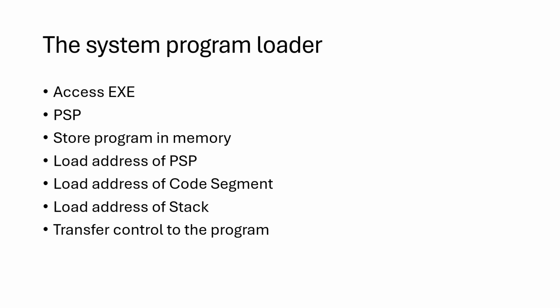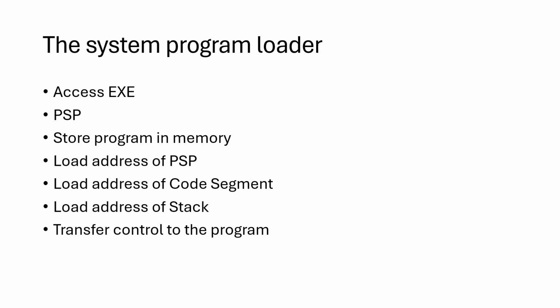In the third step, it stores the program in memory immediately following the PSP. In the fourth step, it will load the address of the PSP in the data segment and the ES register. Then in the fifth step, the operating system loads the address of the code segment in the CS register and sets the IP register, the instruction pointer register, to the offset of the first instruction. Usually it is 0 in the code segment.